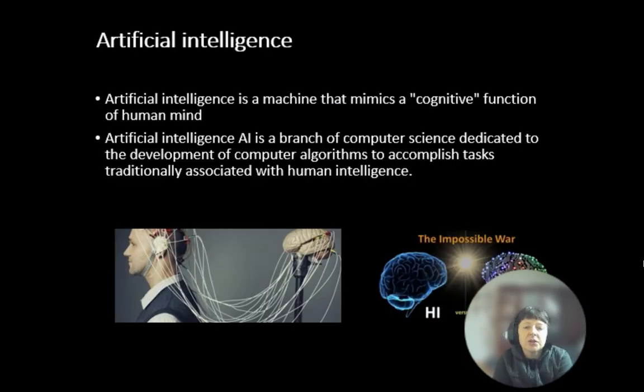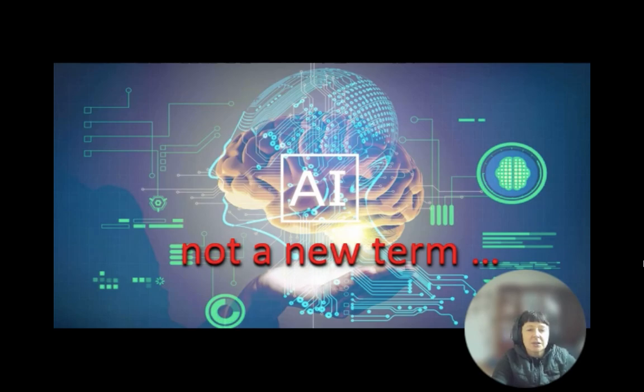What is artificial intelligence? This is a machine that mimics a cognitive function of the human mind, and it's also a branch of computer science dedicated to the development of computer algorithms to accomplish tasks traditionally associated with human intelligence. But artificial intelligence is not a new term. What does it mean, a new term? Well, again, in contrast with the whole history of humankind, this is a kind of new term.